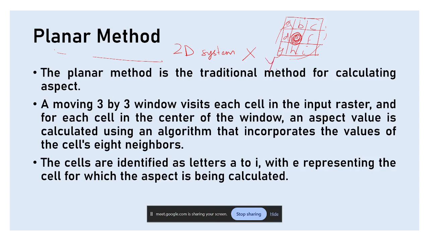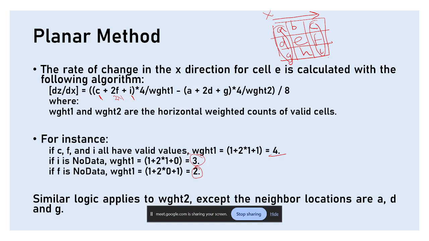So here, if you're asked to calculate the aspect for a particular cell by using the planar method, then the first thing you have to do is calculate the rate of change in the x direction for that cell. Then once you get that value, you need to calculate the rate of change in the y direction. So here the rate of change in the x direction is calculated by this. The rate of change is basically dz by dx.